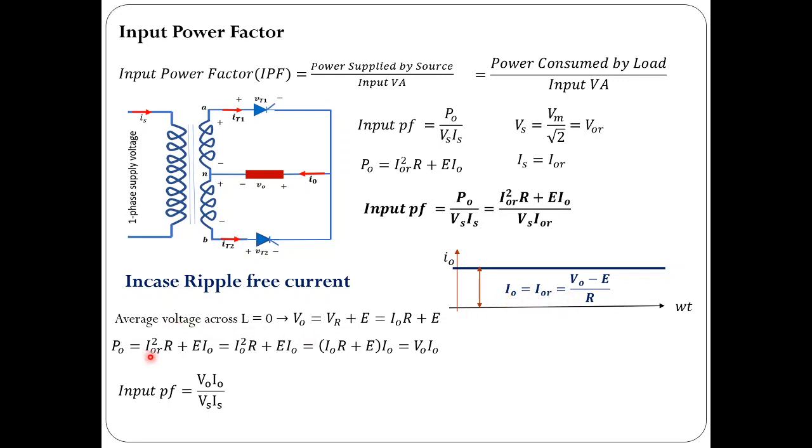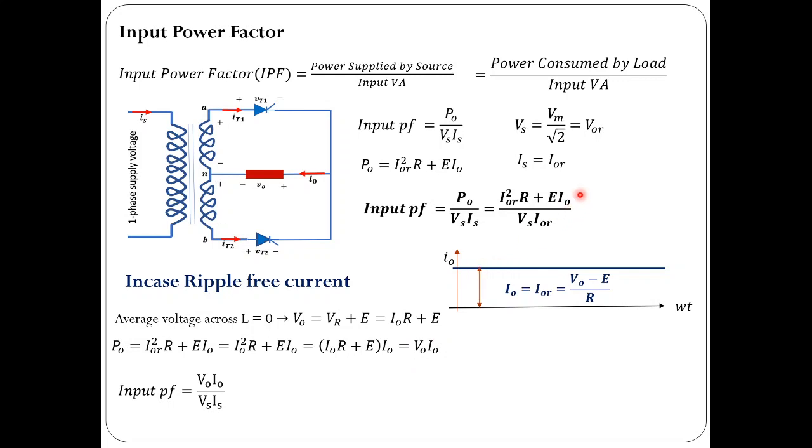RMS value of load current. So use that fact. Now in power, we know power is equal to IOR square into R plus E into I naught. So in place of IOR, substitute I naught. If you further simplify that, you will get P naught is equal to V naught into I naught, and this is true only for ripple free current.